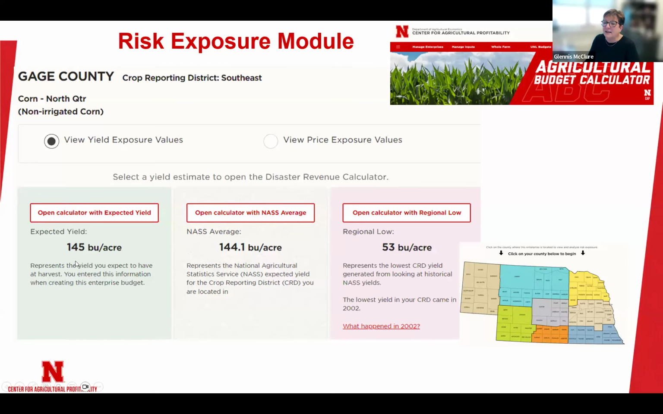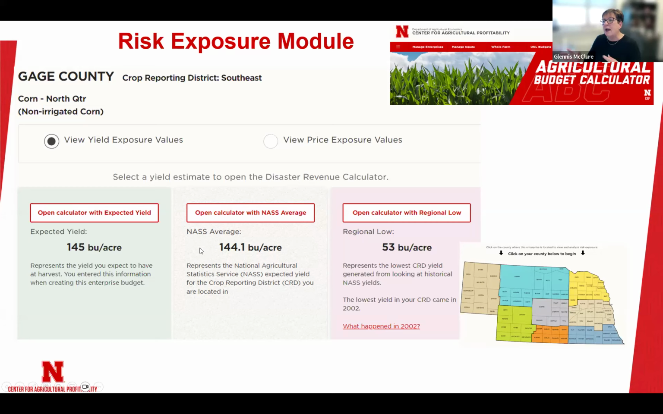There's information in here, like let's say this budget was 145 bushel per acre. The NASS average in that particular crop reporting district, Gage County in southeast Nebraska, here's this information to show you what the NASS average has been running in that area. And then the worst disaster, at least in recent years, happened in 2002. We only had 53 bushel per acre, and you could click on here and see what happened. Well, chances are it was a dry, droughty year.